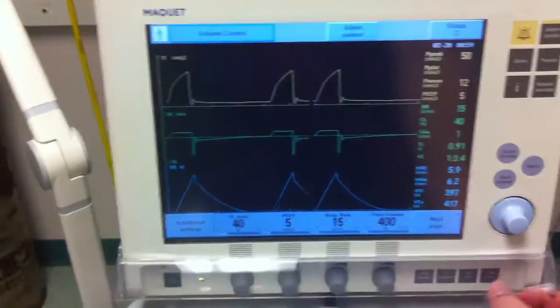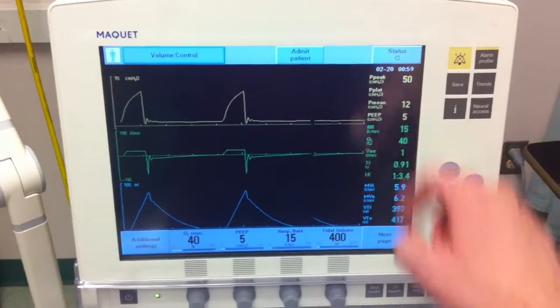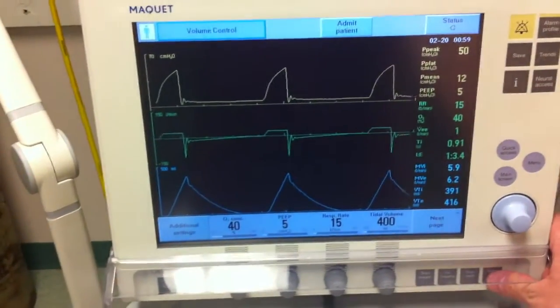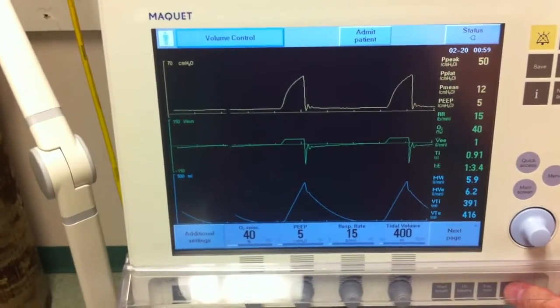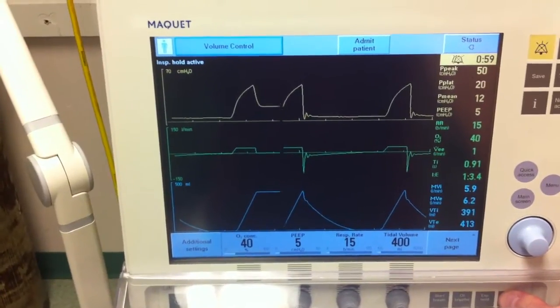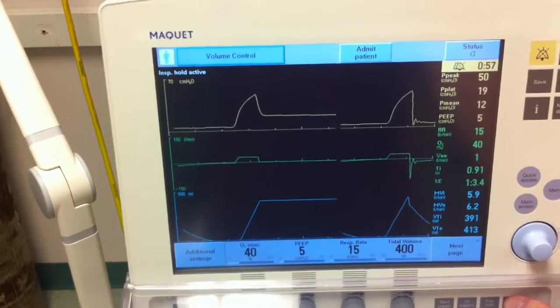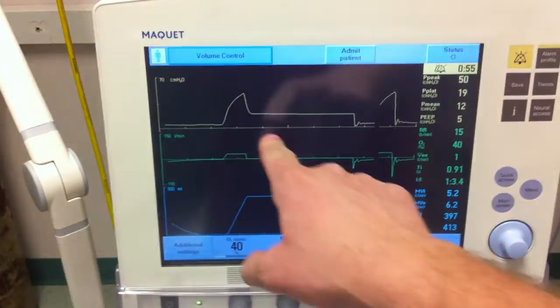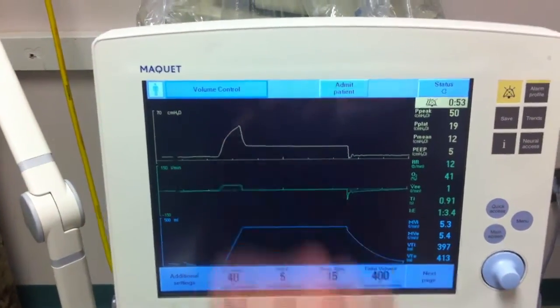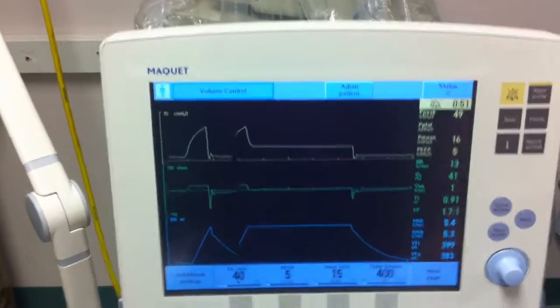At this time, you notice the peak pressure is very elevated at 50, and you decide to initiate an inspiratory hold. Inspiratory hold. We now have a plateau pressure of 19 to 20. You can notice the disparity between the peak pressure and plateau pressure.